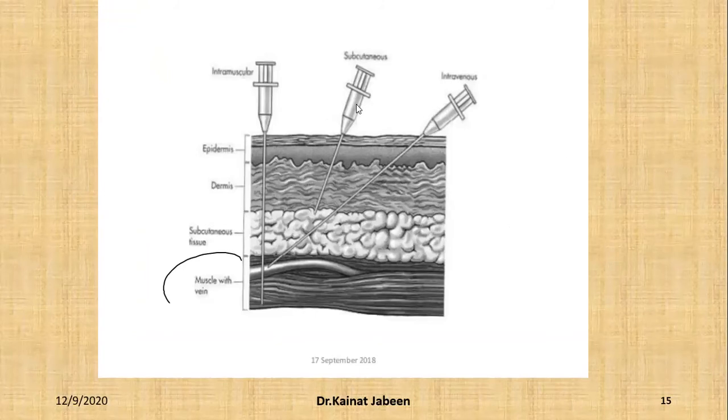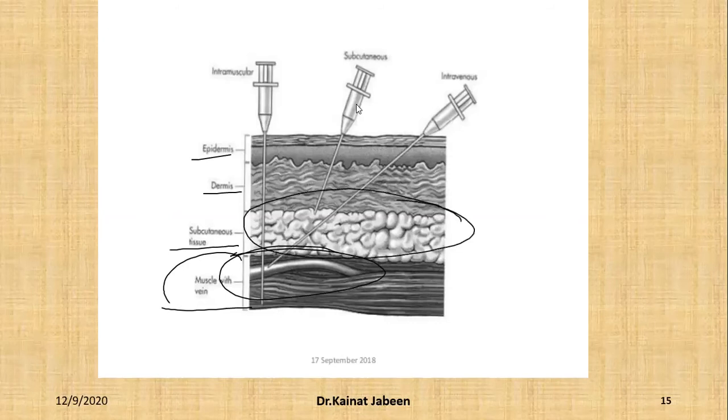The first layer is the epidermis, then the dermis, then the subcutaneous tissue, and the last one is muscle with the veins. So you can give the medicines intravenously, intramuscularly, or subcutaneously. If you are going to give an IV injection, you have to put it in the vein here. If you are going to inject subcutaneously, you have to give it here under your skin. And the last one is the muscle, so you have to put it here, intramuscular.